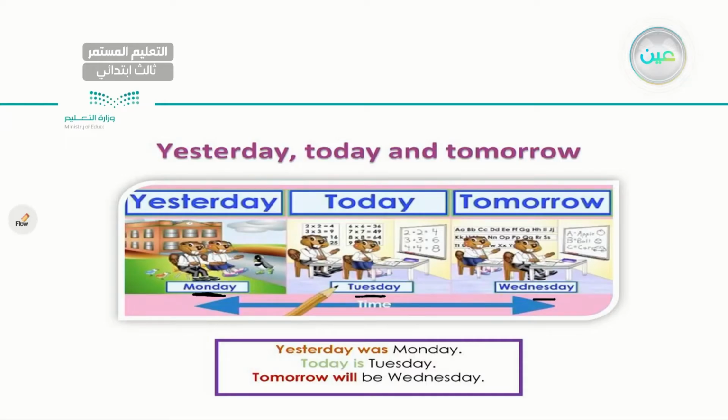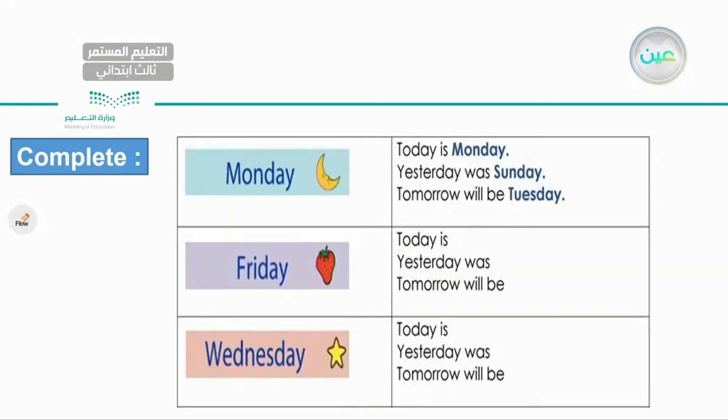Yesterday was Monday. Today is Tuesday. Tomorrow will be Wednesday. Notice that they are in the right order. I have Monday, then I have Tuesday, tomorrow I will have Wednesday. Okay? So these are the meanings of yesterday, today, and tomorrow. Now, let's go to the next slide and let's complete. I gave you the first one as an example, okay?